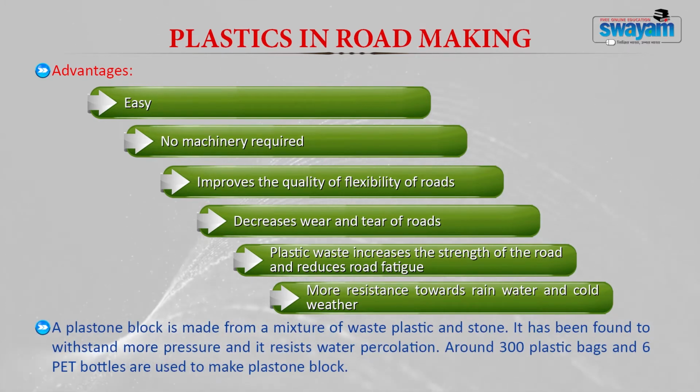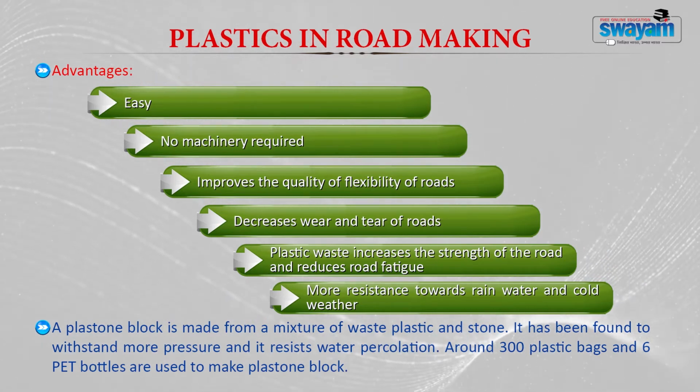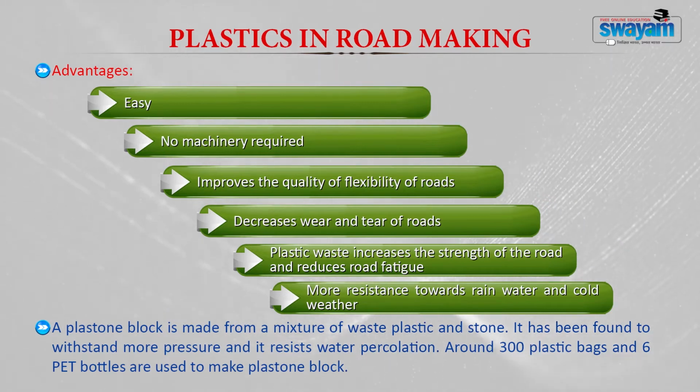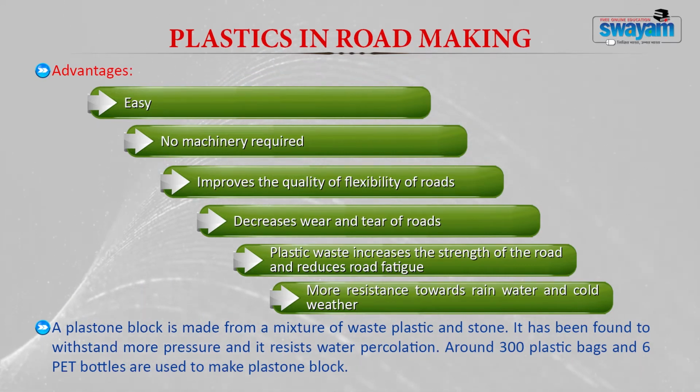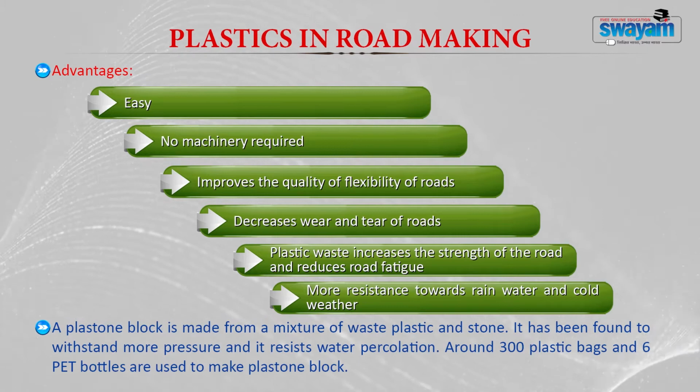Further, the same scientists have also used plastic in making a block. It is called a plastone block. A plastone block is generally made of a mixture of waste plastic and stone. It has been found to withstand great pressure, and it also resists water percolation. Around 300 plastic bags and 6 PET bottles can be used to make one plastone block. This is one aspect of how plastics are used for road construction.